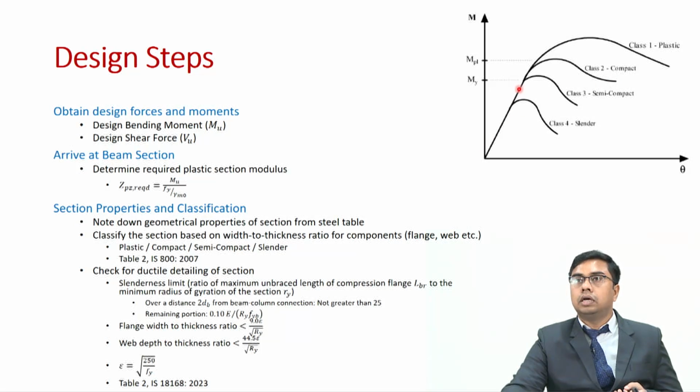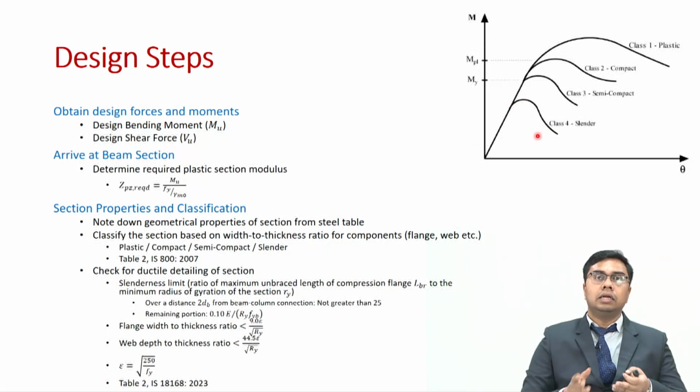Semi-compact sections, on the other hand, are able to reach the yield moment, but they are not able to reach the plastic moment. At the same time, slender sections do not even reach the yield strength or the yield moment. Why do they not reach the yield moment? Because before yielding they undergo failure through buckling. Okay. So, after classifying these sections, we shall also check for ductile detailing of the section.